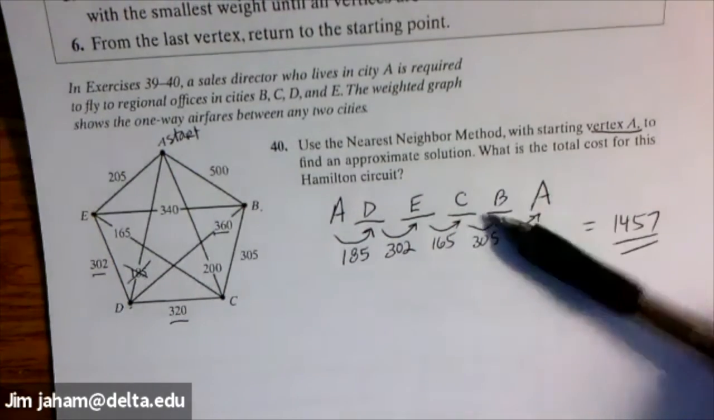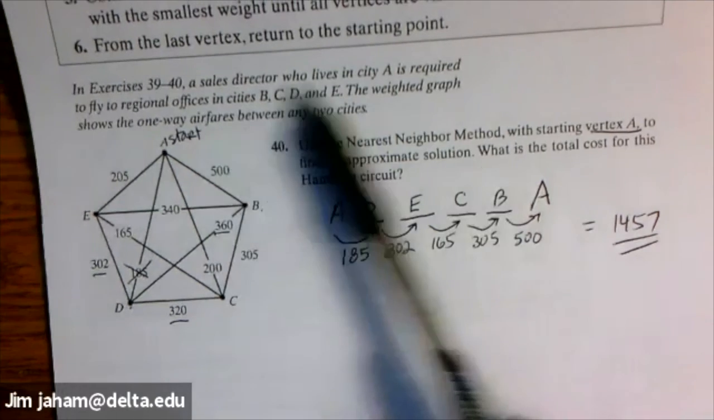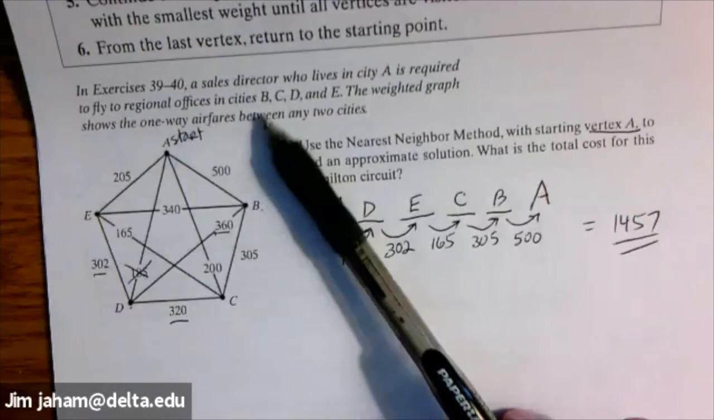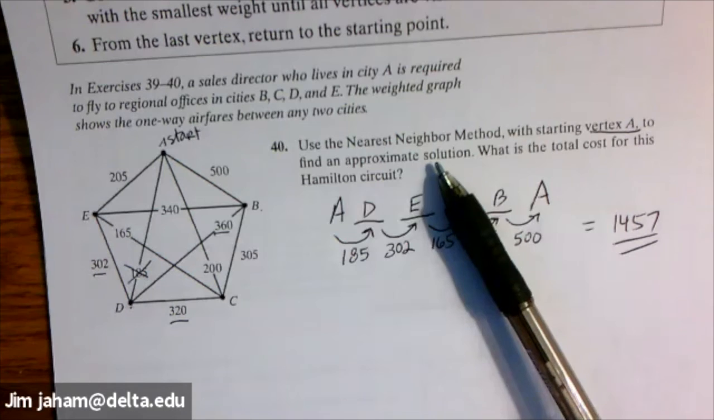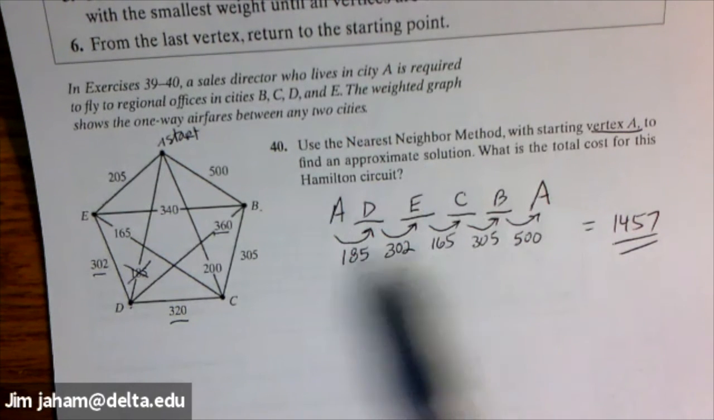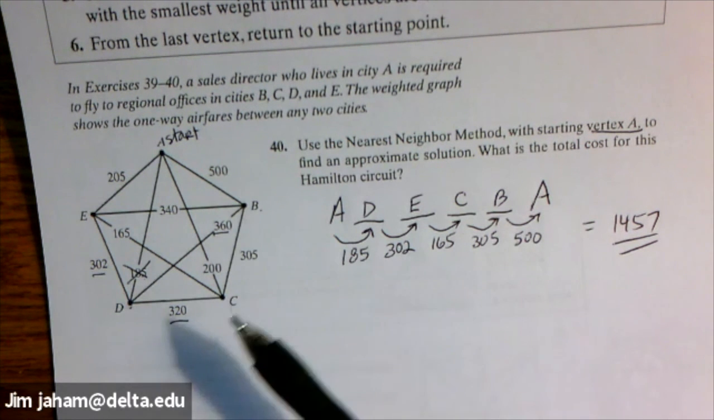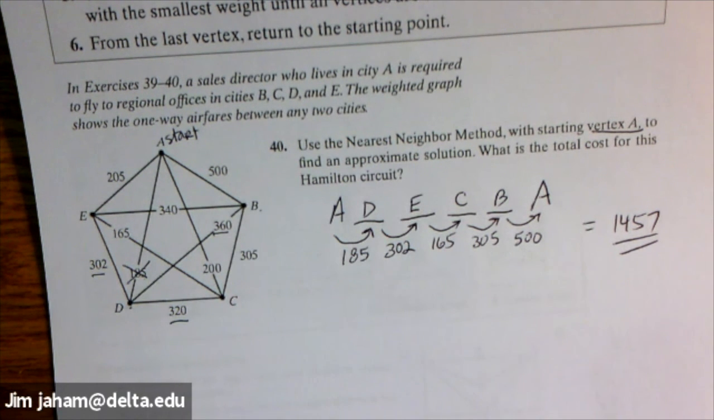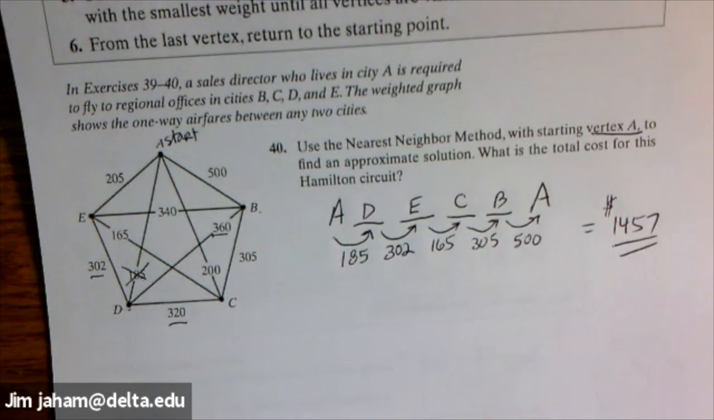All right. So these are not miles, but as you can see here, a sales director needs to fly. Okay, so this is another example, flying to the cities B, C, D, and E. Starting at the home airport of D, these are the amounts that the flights cost. And if you add up all these amounts to make the entire round trip, $1,457. And that would be the minimum cost using this method.